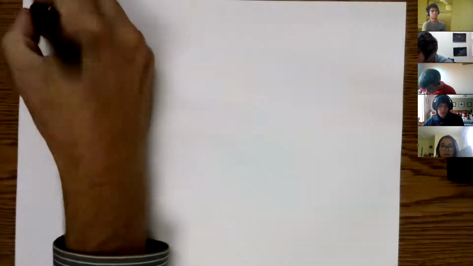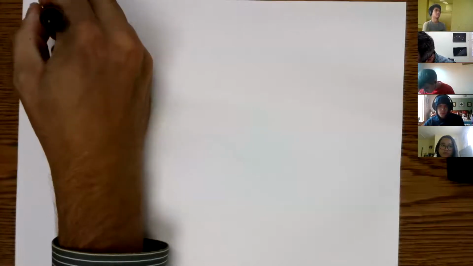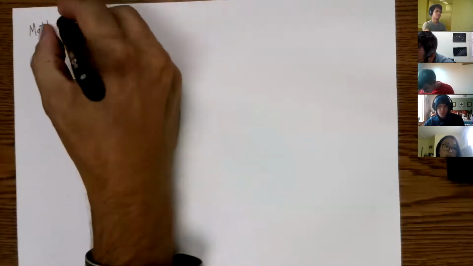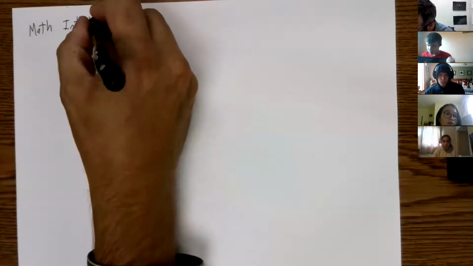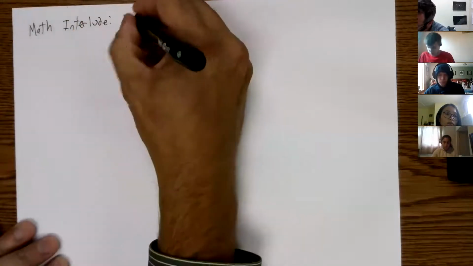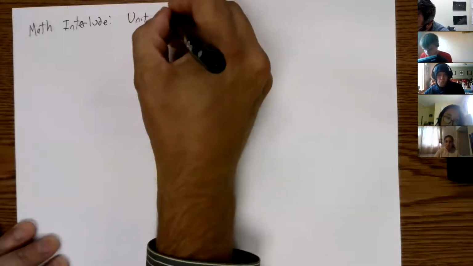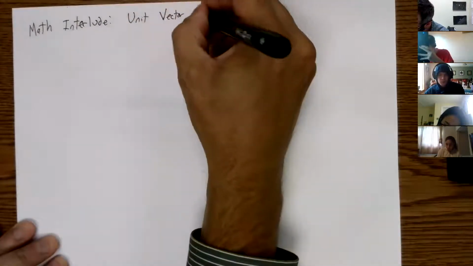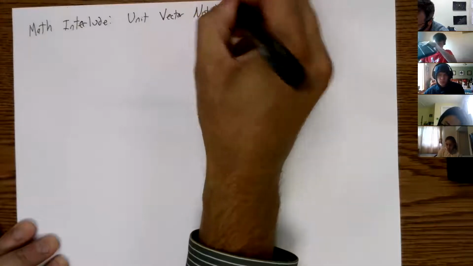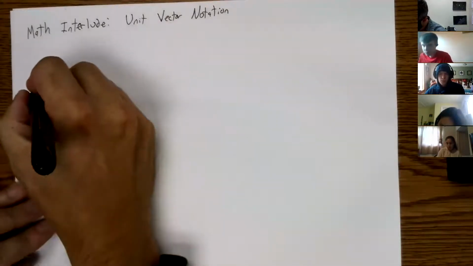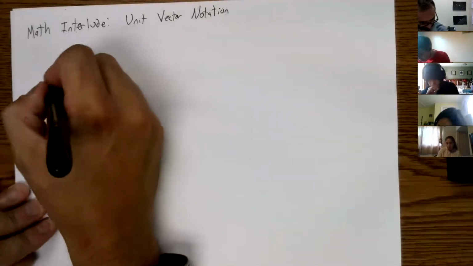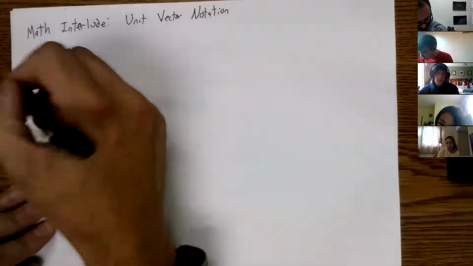So here we go, unit vector notation. And this is a math lecture, basically. All right, so if we have a vector, let's use our vector. Let's call this our vector A.